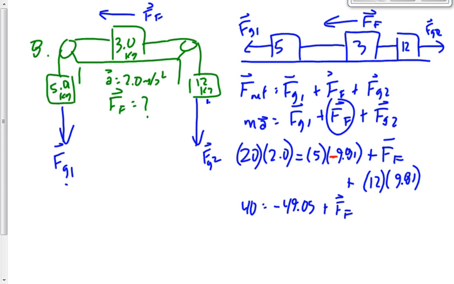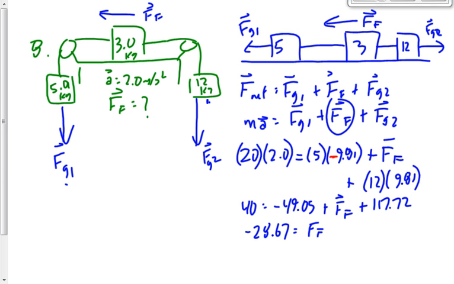12 times 9.81 is 117.72. Now let's take the 49.05 over by adding, so it becomes 40 plus 49.05. And then let's take the 117 over by subtracting, because it's added to the right-hand side. We get negative 28.67 on the left-hand side, equals FF. What's the force of friction?